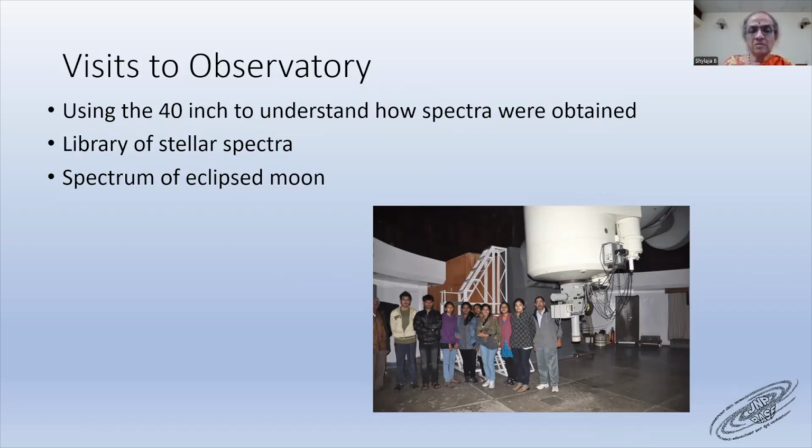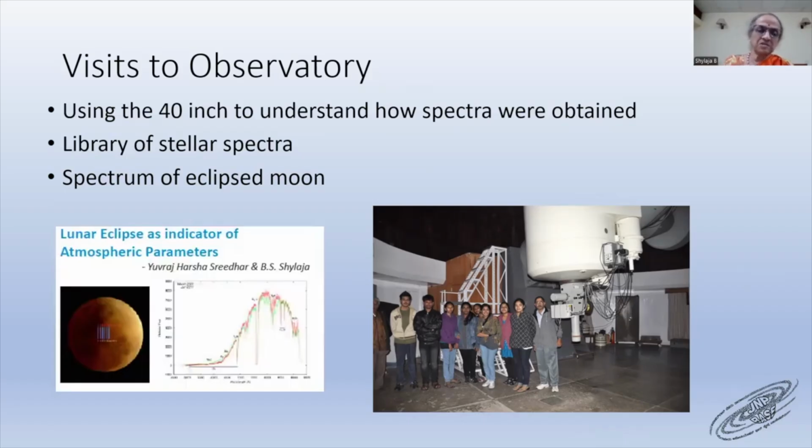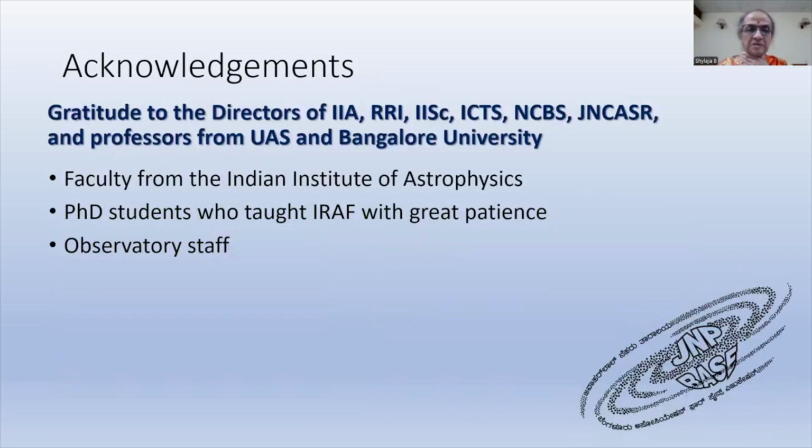On one occasion, it was an eclipse, lunar eclipse day, so we were able to get the spectrum of the moon also. This was studied by another senior student with great enthusiasm. The blue lines correspond to the spectra of the slit position on the eclipsed moon. So these are the types of experiments we did there. So we were able to carry out this and motivate the students towards understanding the spectrum of stars, how one goes about taking it up.